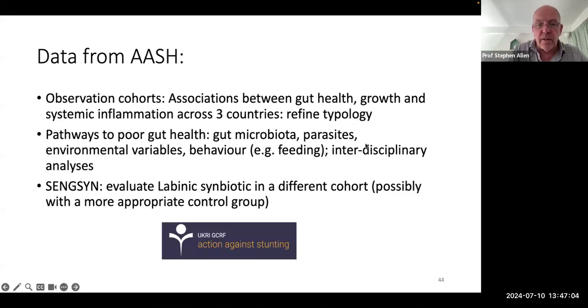The interdisciplinary analysis will help us to look at the pathways that affect gut health, including the microbiota, parasites, all the environmental variables and behavior such as feeding. And then, of course, we're testing one of the products used in Kenya in Senegal. So in West Africa rather than East Africa, and we'll be very interested to see if we get the same results in a different population.